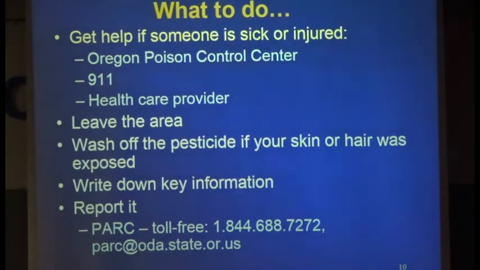Okay, so it's important to let you know, as with any other serious incident, there are things that you should know and do. In the case of a pesticide exposure, you should, first of all, get help if someone is sick or injured. You'll want to call the Oregon Poison Control Center. They're the group in the state that has the most knowledge about what to do in these situations. You can call 911. They'll also get in contact with Oregon Poison Control, as will your healthcare provider. So those are the first three resources available to you if someone is sick or injured.